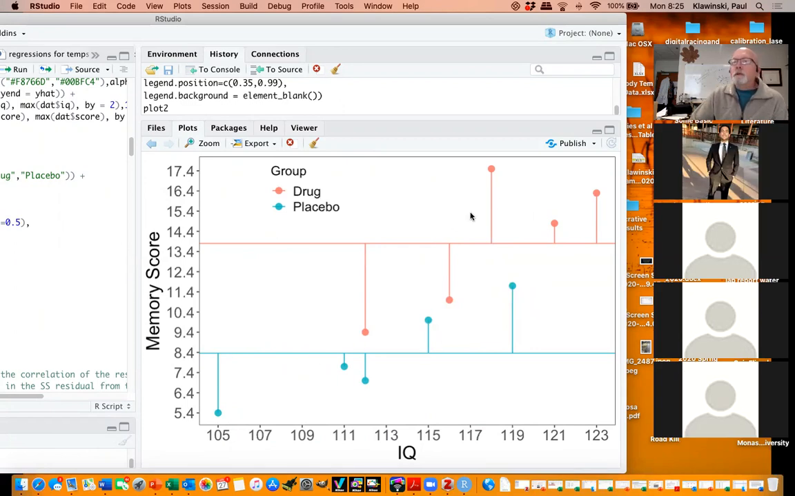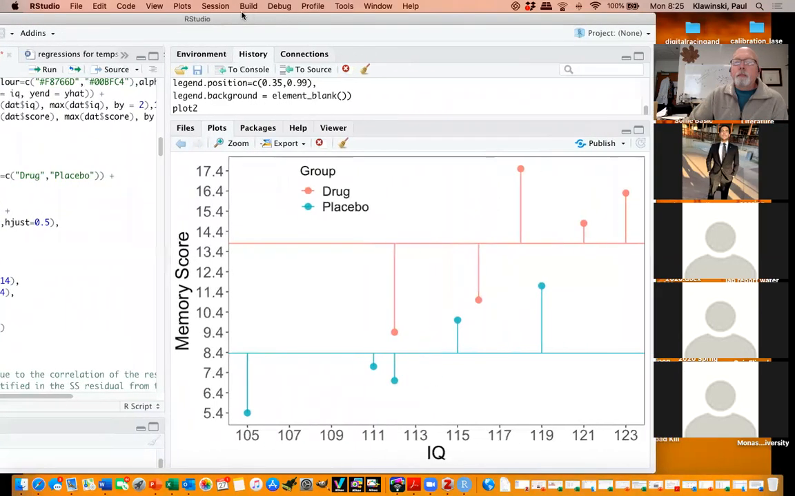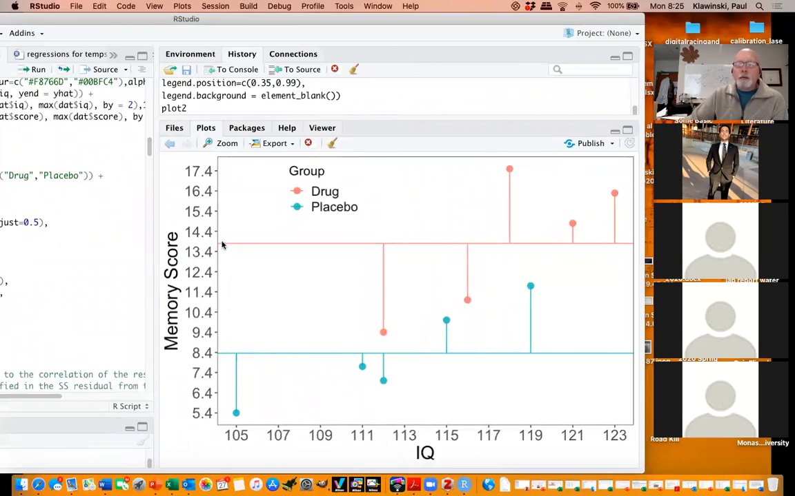Yes. Can you explain that again? Yeah, so this is just the mean of memory score for drug, the red line. This is the mean memory score for placebo. But normally you could look at this and say, well, these are correlated with one another. But when you just do an analysis of variance, you don't take that correlation into account. So what that does is it increases the residual variation, the amount of variation that is not explained by the difference between drug and placebo.